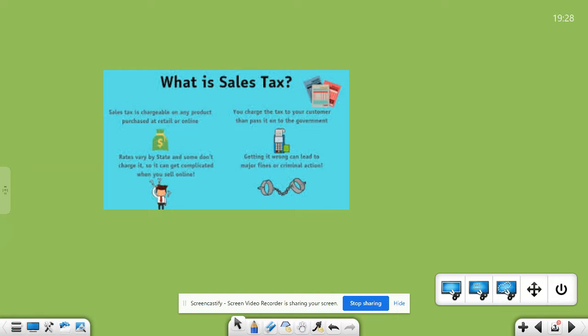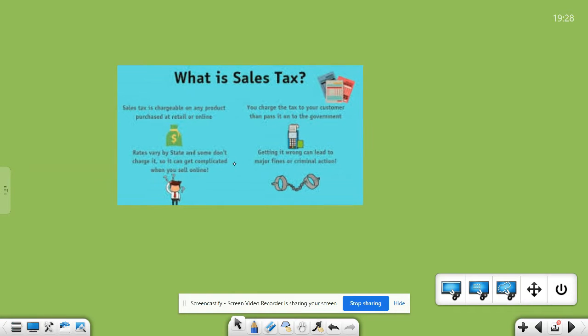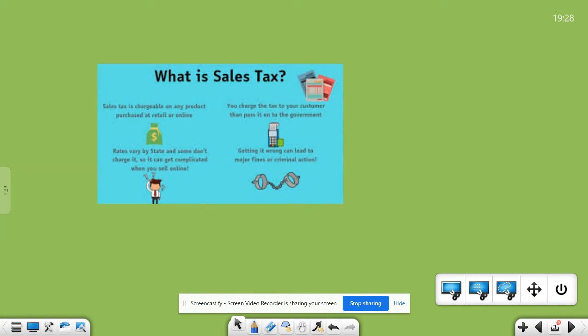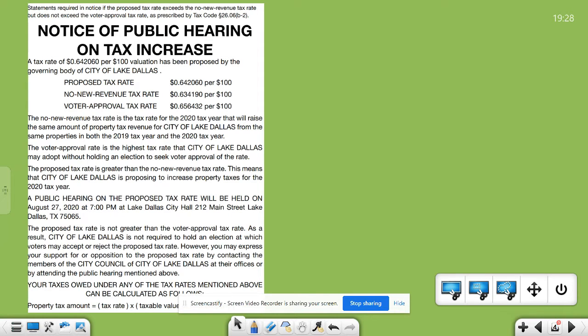So what is sales tax? Sales tax is chargeable on any product purchased, retail or online. This is very blurry, and rates vary state by state. Some states don't even have a sales tax. We went up to New Hampshire a couple of years ago, and New Hampshire does not have a sales tax. So where do they get their money for their roads? Where do they get their money for the different things that they use? We'll talk about that a little bit too.